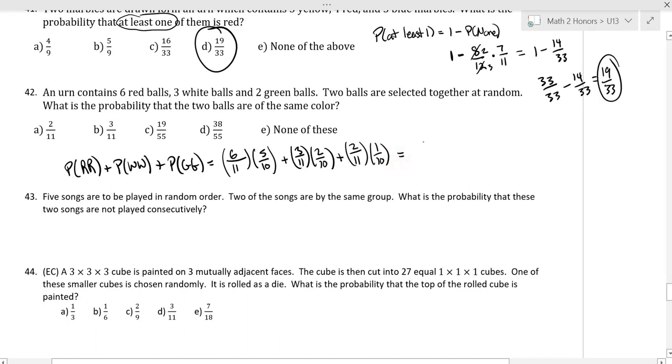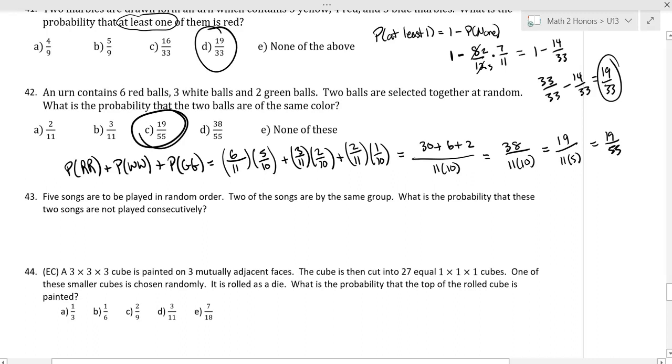So that's going to give us what? 6 times 5 is 30, 3 times 2 is 6, 2 times 1 is 2 out of 11 times 10. Just 38 out of 11 times 10. We can reduce this. 38 cut in half is 19 out of 11 times 5. So 19 out of 55 is what I get, which is C.